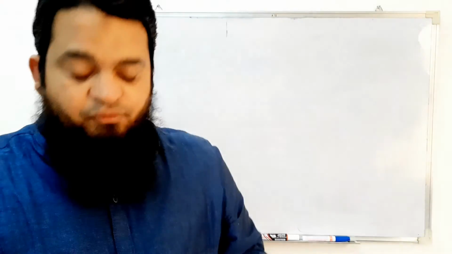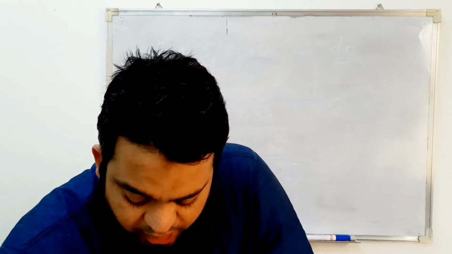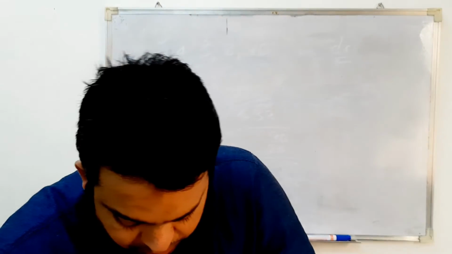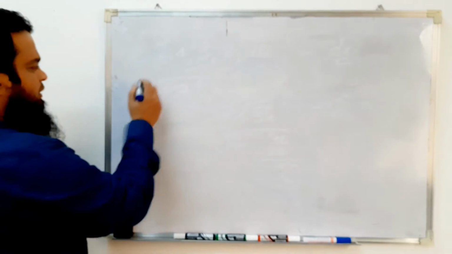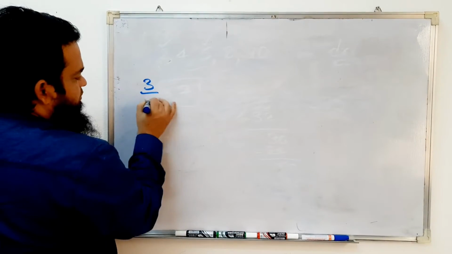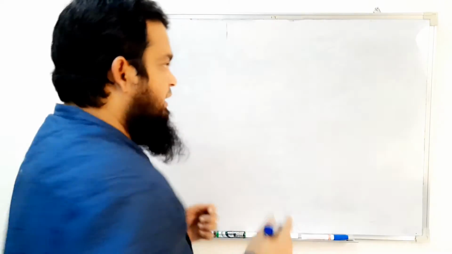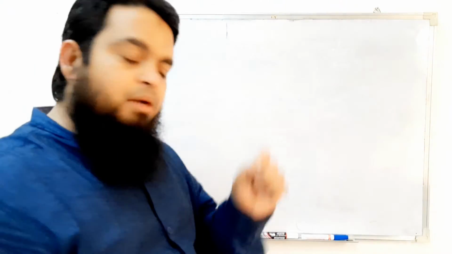Then you will have a terminating decimal. Now the seventh question: write three numbers whose decimal expansions are non-terminating and non-recurring. See, you take any number, for example 3 by 8. I have taken 3 by 8 because it is a terminating decimal; when you divide by 8, you will get a terminating decimal.